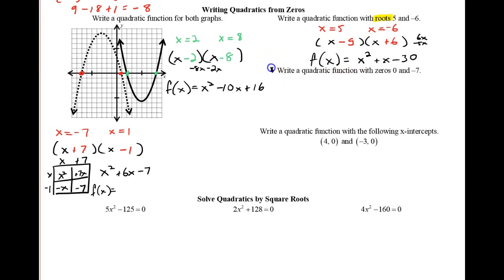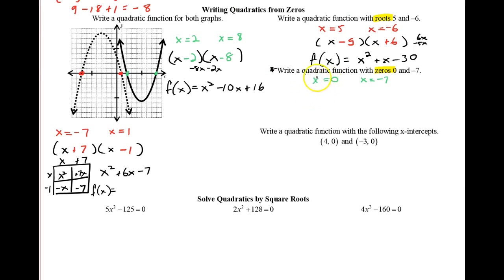Alright, now with this one, everything's the same. X equals 0. X equals negative 7. So we've talked about this. The zeros is the same thing as the roots. So the process is still the same.